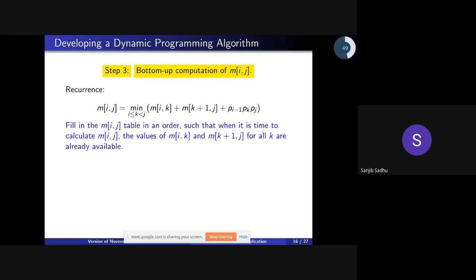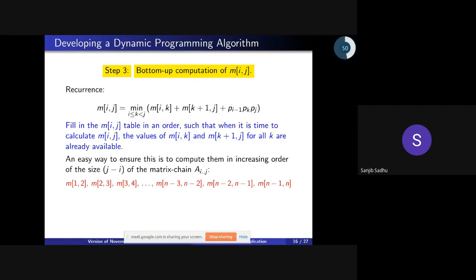So bottom-up computation means fill the table, mij is a table like this, i varies, j varies. The order should be such that when it is time to compute this, the values of mik and these are already available. I was saying that first you compute for smaller values, then for the larger values. The easy way is to compute in increasing order of the size, j minus i. If j minus i equals 1, that means m1 2, m2 3, m3 4, up to mn minus 1 n.